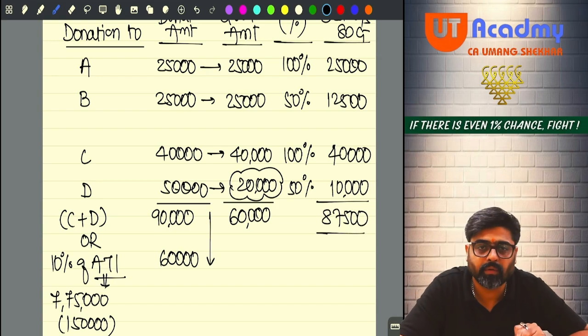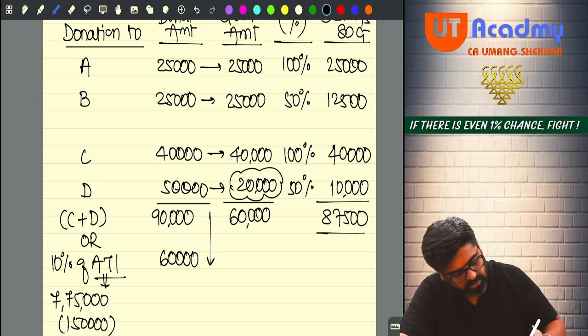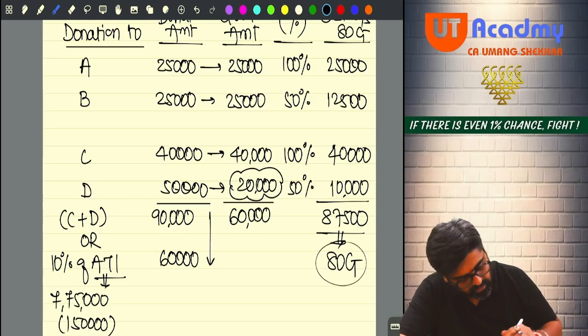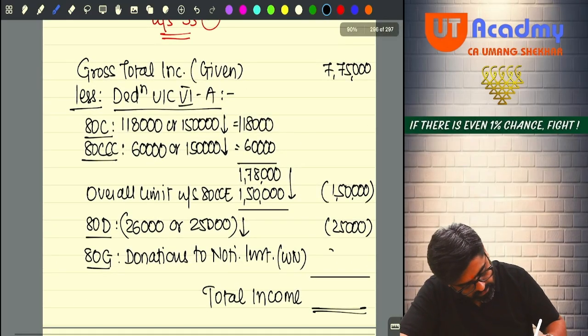How many of you committed mistake here? Where did you commit mistake? You got it? Totaling. Okay, no? Now 87,500 is your deduction under 80G. Now 80G, you will write 87,500 over here from working note.